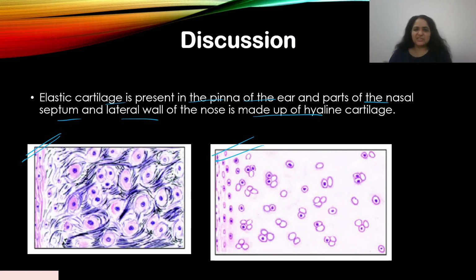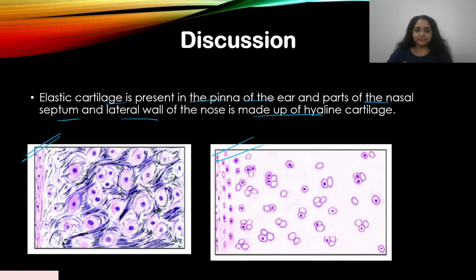This was a very general question. Pretty easy, it's cartilage, but what kind of cartilage, you should know that too. So elastic cartilage is present in the pinna of the ears over here, and this septum over here, the nasal septum, the lateral wall of the nose, that's made of hyaline cartilage.